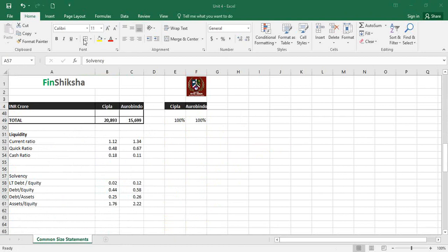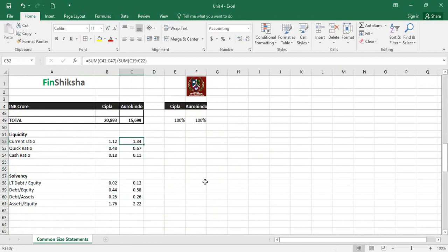And even on the solvency ratio parameters, we will find that Aurobindo has more debt, correct? That automatically puts your debt to equity and long-term debt to equity at a little bit of a higher number. So here we find Cipla is slightly better on these parameters. They have lesser debt. At the same time, because Cipla has a goodwill amount, obviously assets by equity gets distorted a little bit because of those numbers. But broadly speaking, it seems that both companies do not have excessive risk.